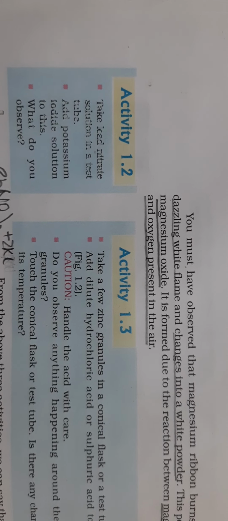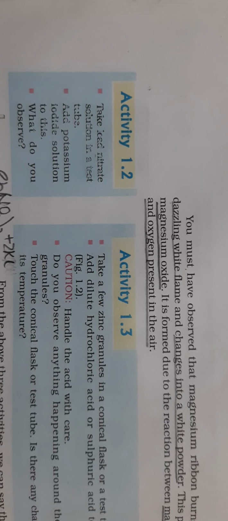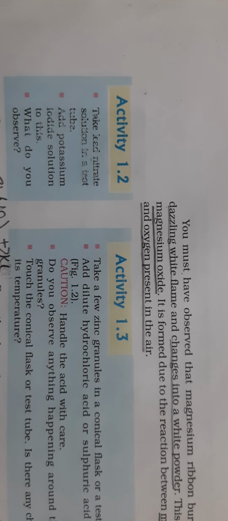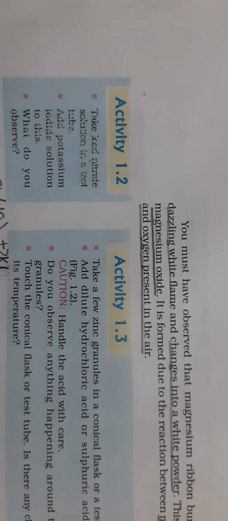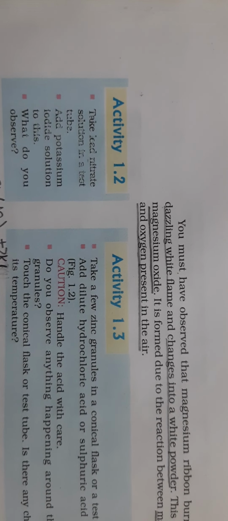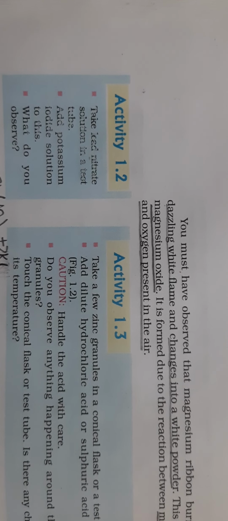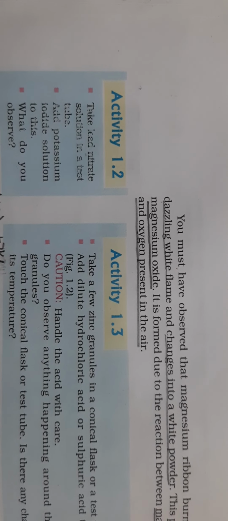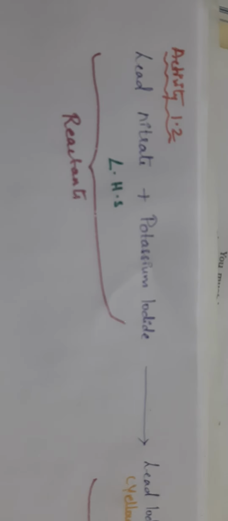It says take lead nitrate solution in a test tube. Lead nitrate solution, that means you're taking the chemical lead nitrate and adding water to it and then making it a solution. So you take the solution in a test tube and then add potassium iodide solution to this. The same thing. You take the potassium iodide chemical, add water to it and make it a solution. So it says what do you observe when lead nitrate solution is mixed with potassium iodide solution? Let us write this in the form of a word equation and then we'll see what will happen.